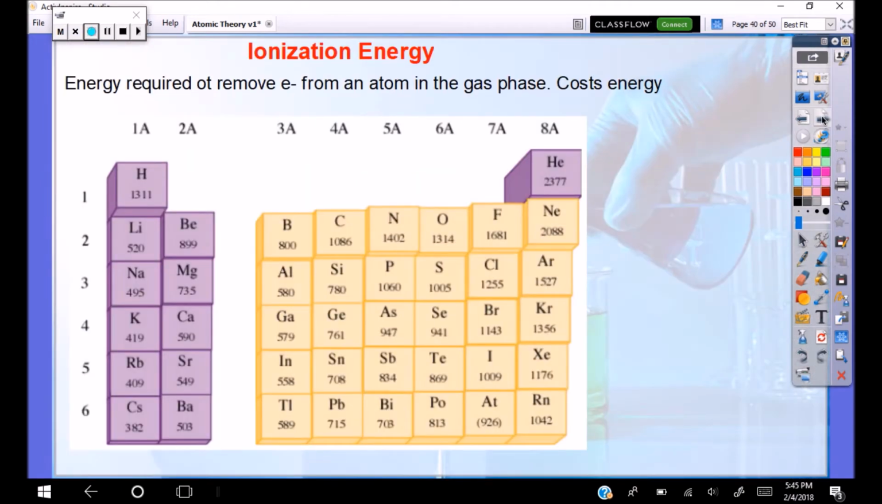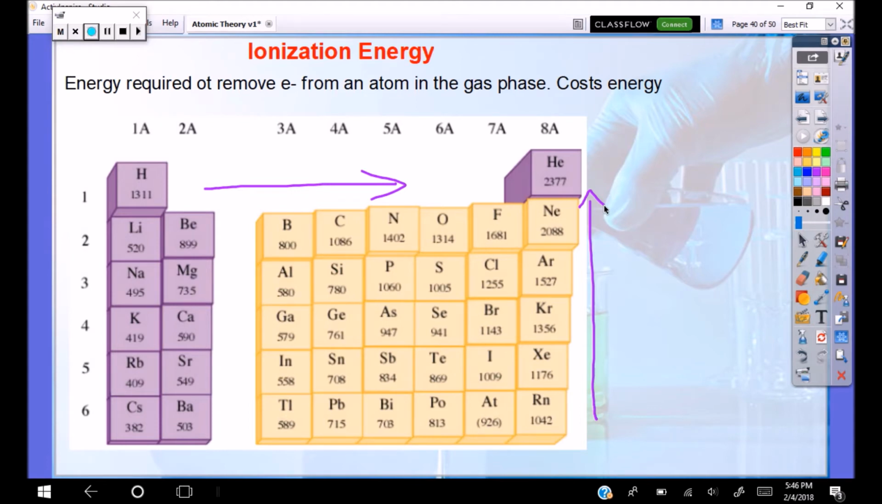Ionization energy. Ionization energy is the energy required to remove an electron from an atom in the gas phase. This always costs energy to remove an electron. This is an endothermic process. Generally, it increases as you go across, and it also increases as you go up. This makes sense in terms of distance.